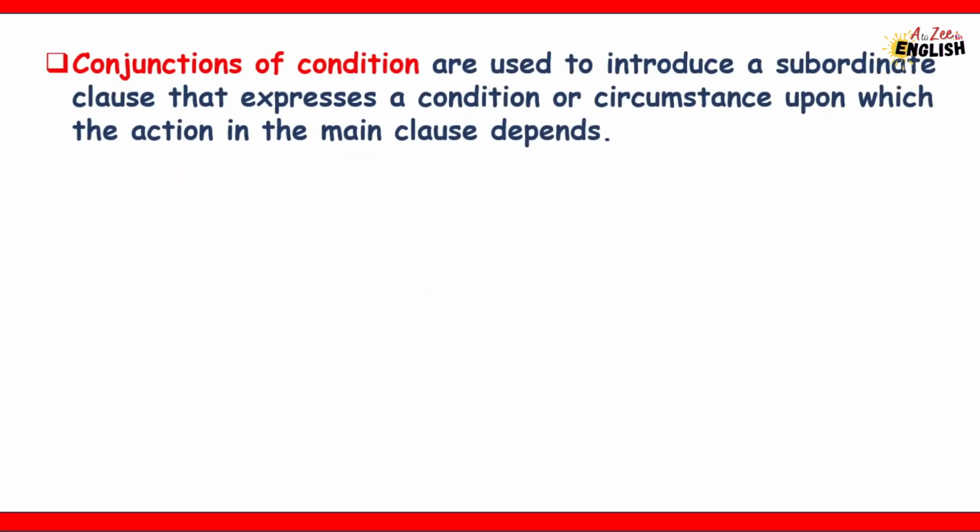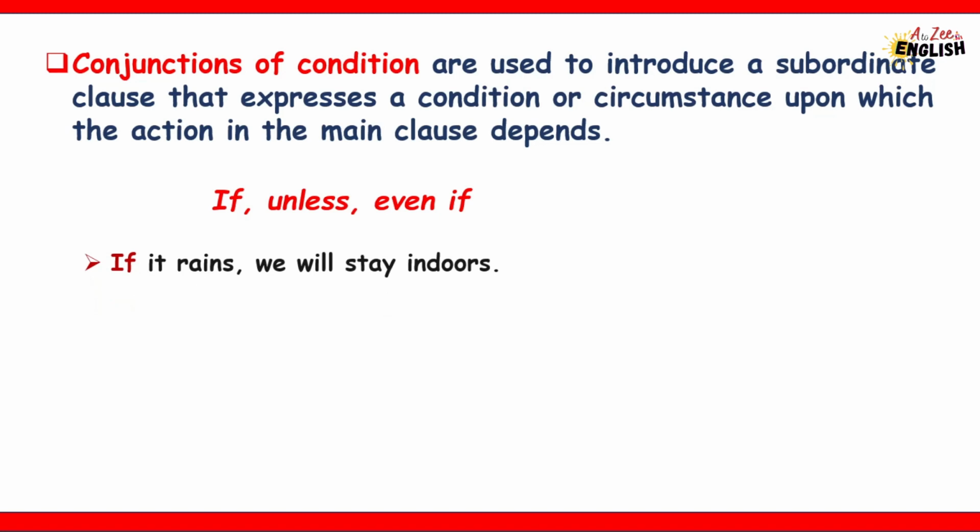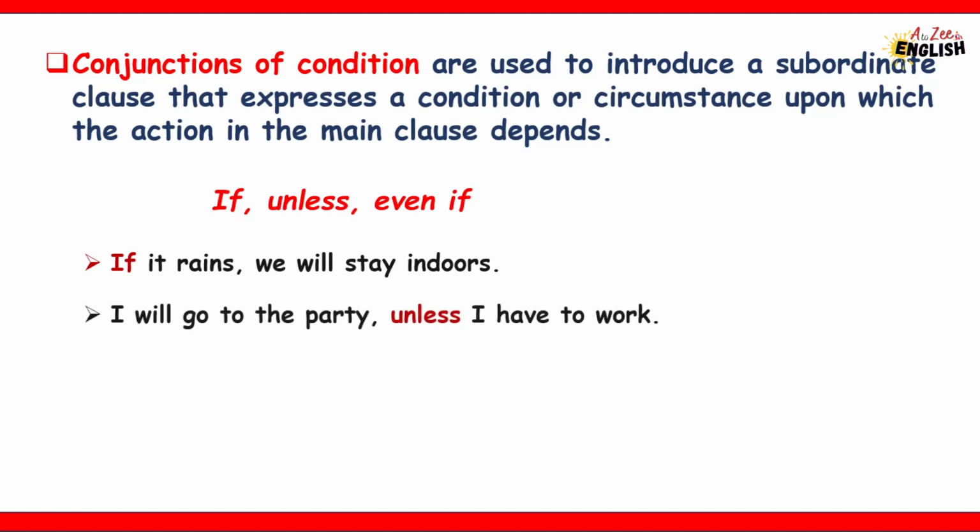Conjunctions of condition. Conjunctions of condition are used to introduce a subordinate clause that expresses a condition or circumstance upon which the action in the main clause depends. And the conjunctions are if, unless, even if. If it rains, we will stay indoors. Here, the subordinate clause, if it rains, introduces a condition that determines the likelihood of the main action. I will go to the party unless I have to work. And she will go on a trip even if it rains. Here, even if it rains is the condition in the sentence.